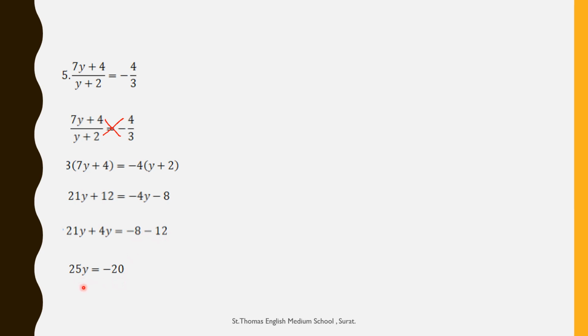y is equal to minus 20 divided by 25. Both are multiples of 5. We can cut: 5 5s are 25 and 5 4s are 20. So what is the answer? y is equal to minus 4 by 5. It's clear? y is equal to minus 4 by 5.